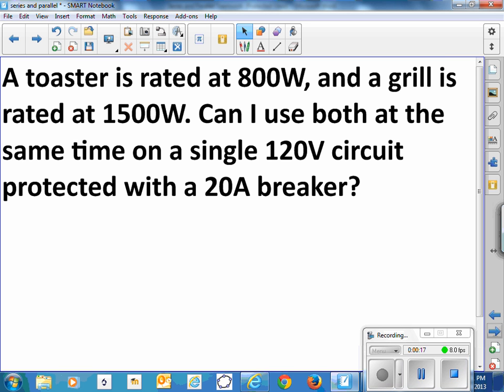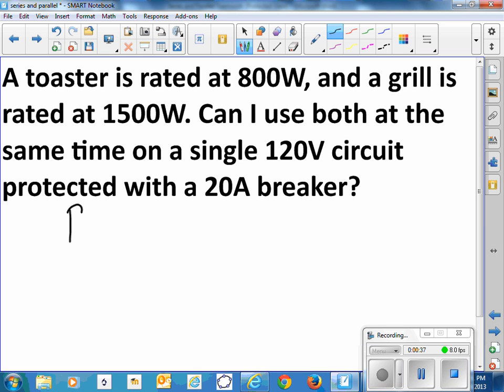So if a toaster is rated at 800 watts and a grill is rated at 1500 watts, can I use both at the same time on a 120 volt circuit if it's protected with a 20 amp breaker? So I want to know how much current would flow if I plug both of those in.